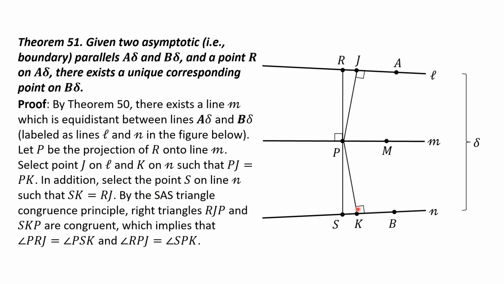Then we have this side equals this side equals this side, and we have a 90-degree angle here and here. So by side angle side, this triangle here, PSK, is congruent to the triangle PRJ. And then we get the two other angles being equal once we have this congruence. In other words, PRJ equals PSK, and then these little angles in here, RPJ and SPK, are equal. Okay, so we still don't know that S is the corresponding point. So we have more to do in this proof, which I'll get to in the next slide.